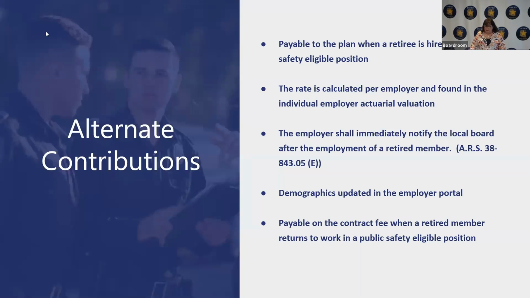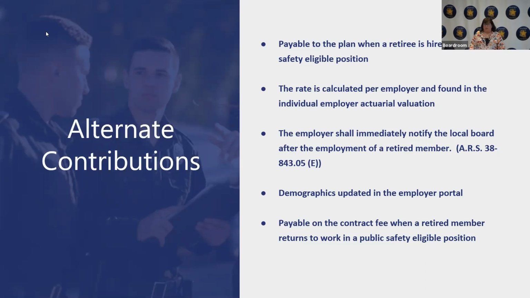So the alternate contributions. Alternate contributions are payable to the plan when a retiree is hired into a public safety eligible position. The rate is calculated per employer and found in the individual employer actuarial valuation report each fiscal year. The employer shall immediately notify the local board after the employment of a retired member, and that is under the ACR part of the statutes, 38-843.05.